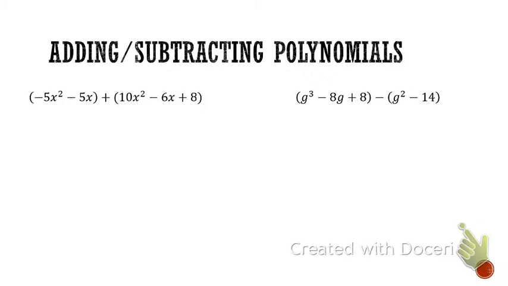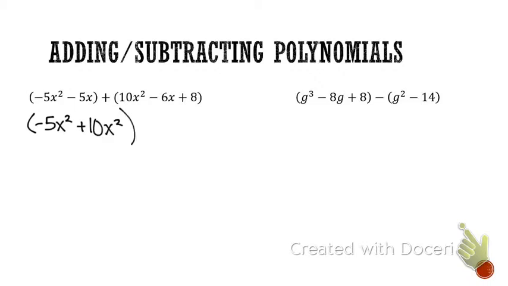Now remember, with adding and subtracting, that's like terms, meaning the exponent or your degree has to be the same. So here I have negative 5x squared. In the second grouping, I'm looking for a term that also has x squared. Do you see one? Okay, yes, you do. So you're going to pair up negative 5x squared with positive 10x squared.